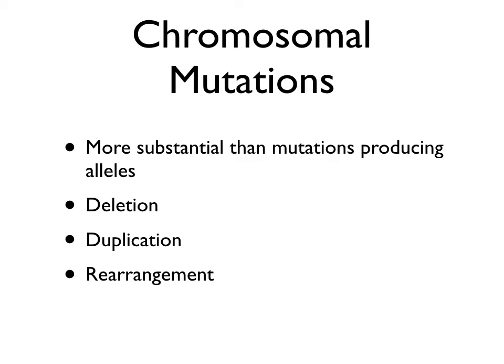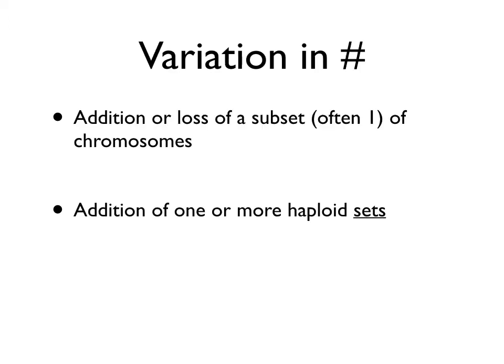And these might take the form of a deletion of a portion of a chromosome or the duplication of a portion of a chromosome. That's a really interesting instance of a chromosomal mutation. And then other rearrangements that are possible through the movement of genetic elements from one chromosome to another. Some really interesting things that can happen. Now we're going to start by discussing variation in the number of chromosomes.